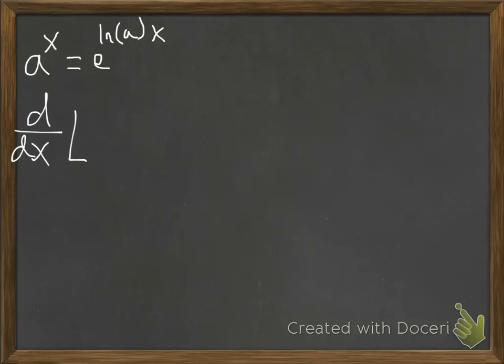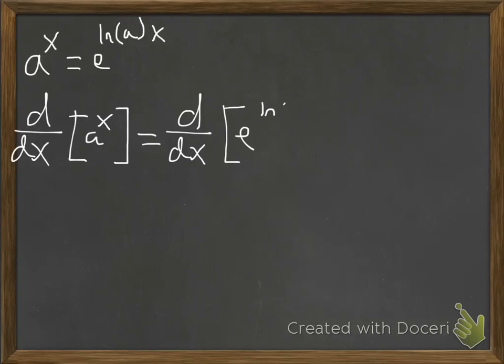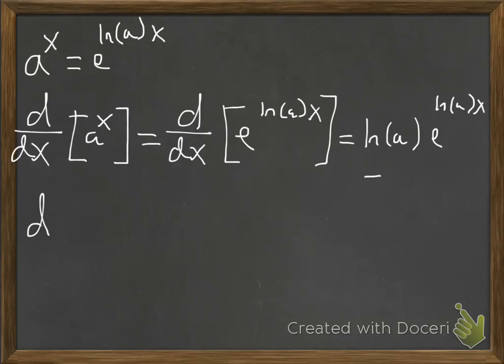So d dx of a to the x is equal to the derivative of e to the ln of a times x. So that derivative will be ln of a, and then e to the ln a times x. And what that amounts to is ln of a, and then e to the ln a of x is just a to the x. So we just introduce an ln of a times a to the x when we take the derivative.